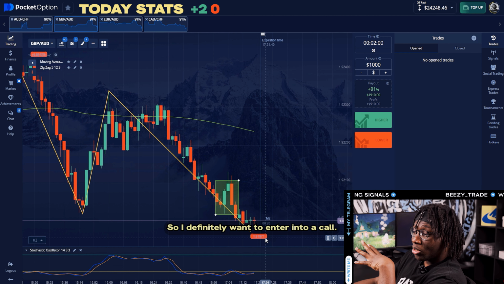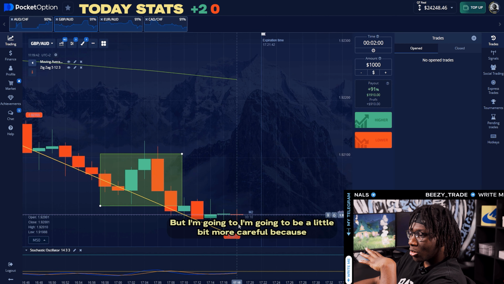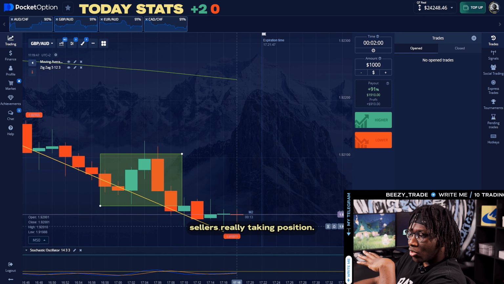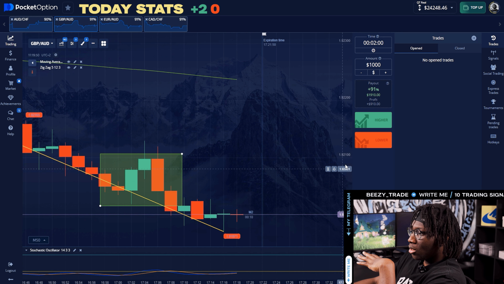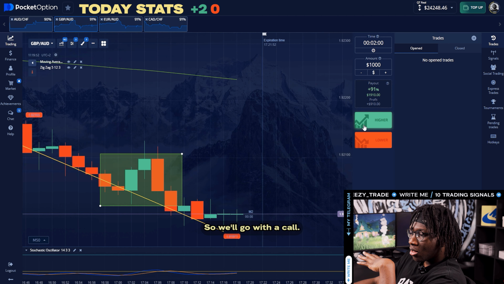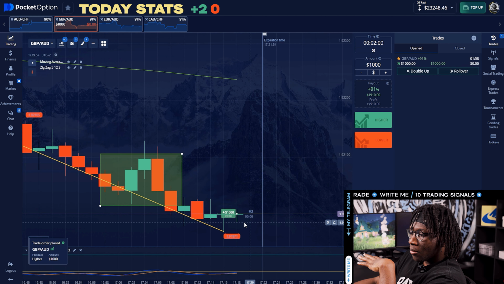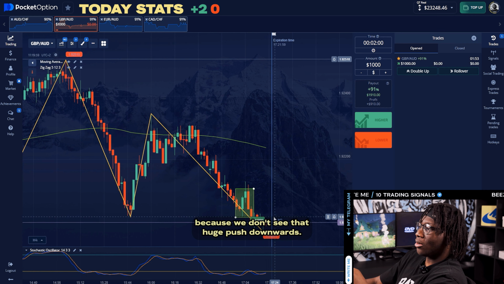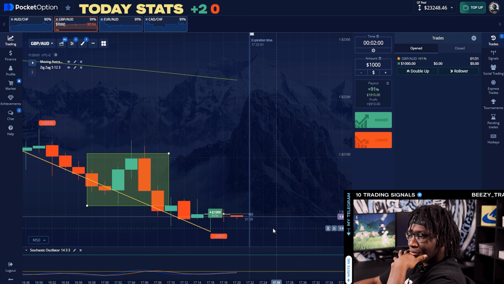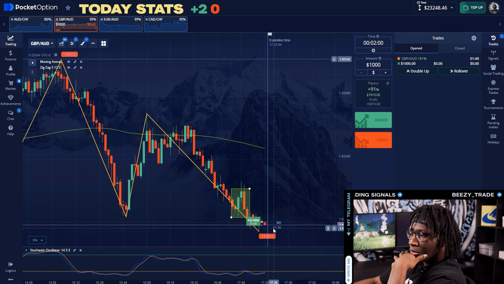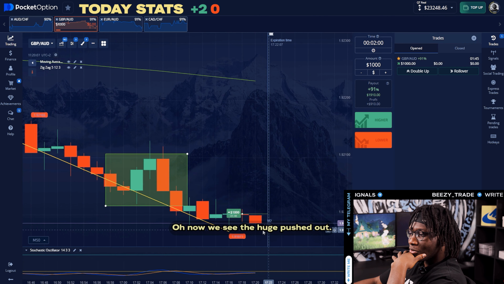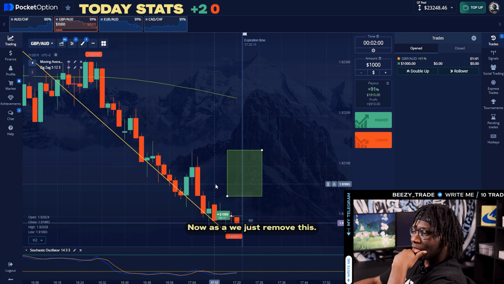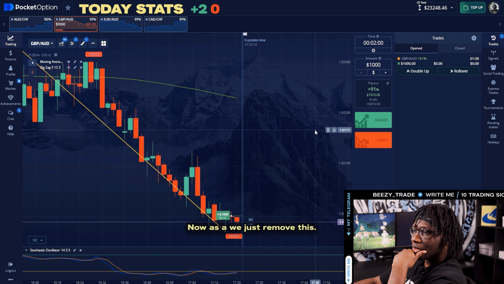So I definitely want to enter into a call, but I'm going to be a little bit more careful because I don't see the sellers really taking position. So we'll go with a call. Only because I think that the sellers don't have it either, because we don't see that huge push downwards. And now we see the huge push downwards. I will just remove this.